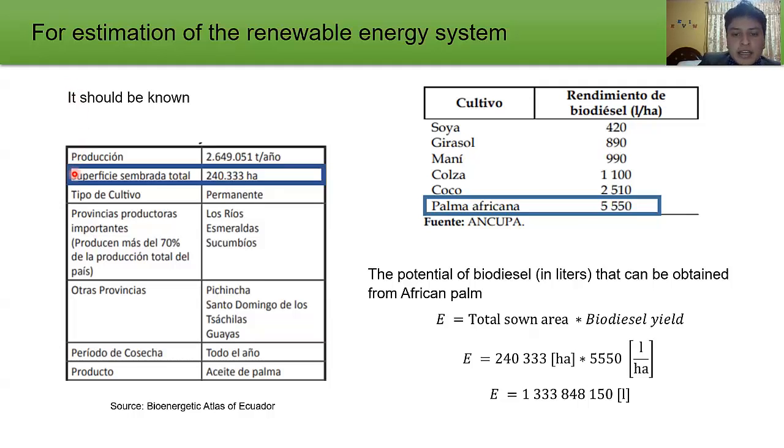We use the information from the following table, which shows that the total sowing area of African palm is 240,333 hectares, and the yield of biodiesel is 5,550 liters per hectare of cultivation. Then the biodiesel potential that can be obtained from African palm, with this data that we obtained from the most recent updates.